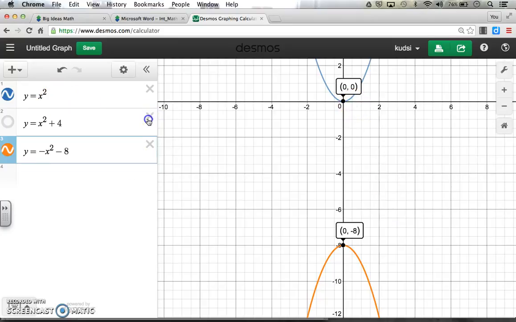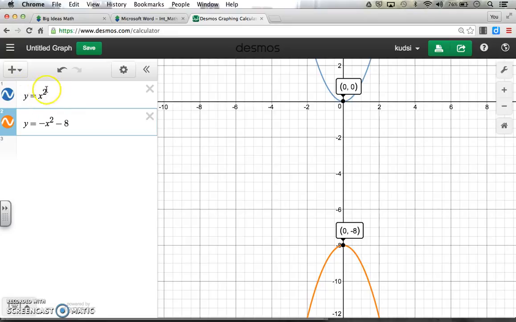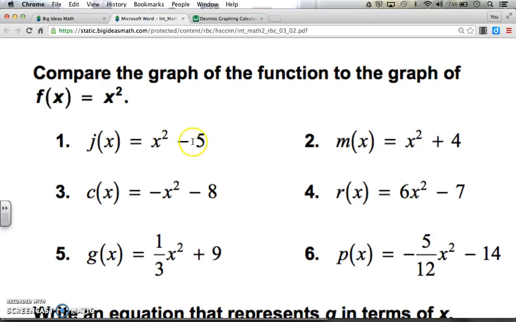Original function was x squared. This one is upside down because of the negative and shifted down because of the -8 at the end. So the number on the outside shifts it up or down. The thing in front is responsible for whether it's up or down. Now what about these?